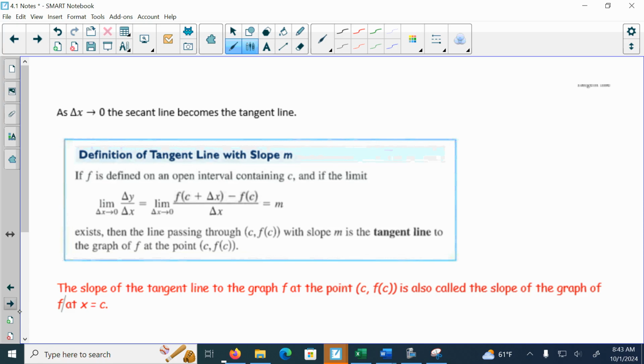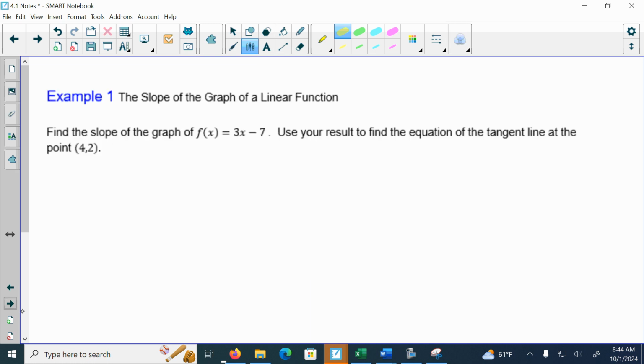So the first time we do this problem, we're going to find the tangent line at a certain point, the point c. This is the same formula you've seen a couple times. You're going to take the limit as delta x approaches 0 of f of c plus delta x, and then subtract f of c. And then we're finding the tangent at the point c. So let's start off with the first one.